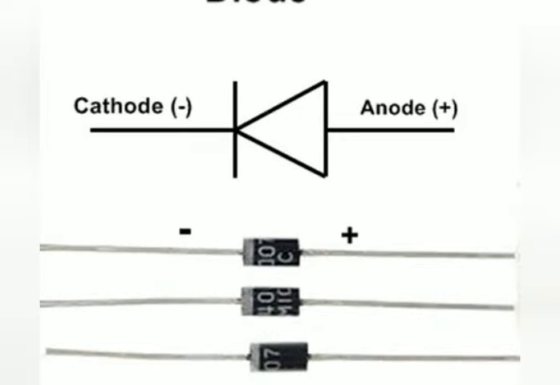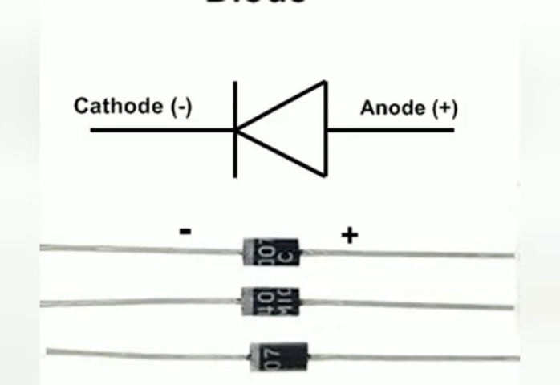Now the practical symbol of the diode is shown on your screen and the real component is also shown here. Now if you look at the symbol of the diode, the first terminal is the negative terminal which is cathode, and the second terminal is anode which is the positive terminal.